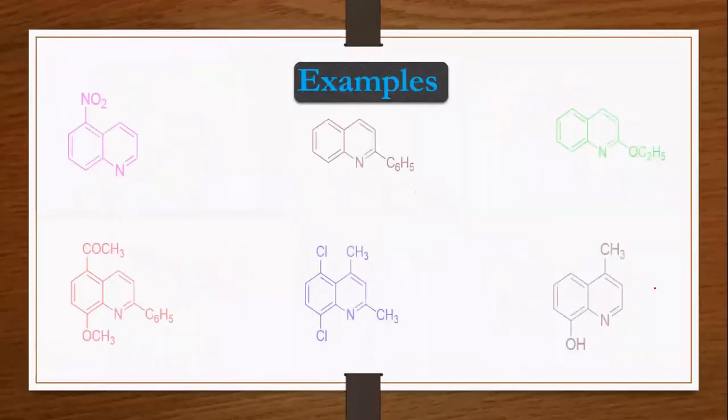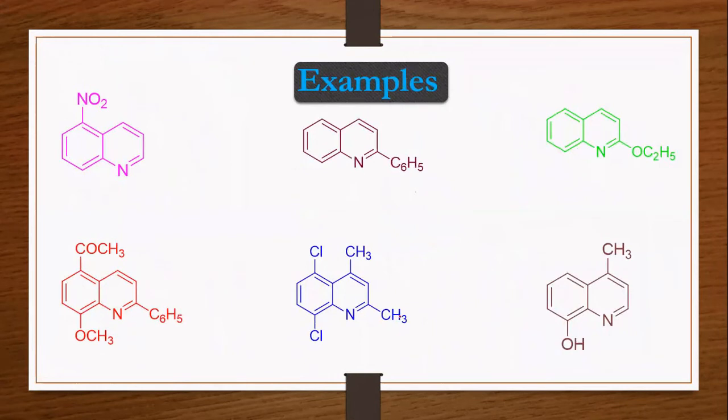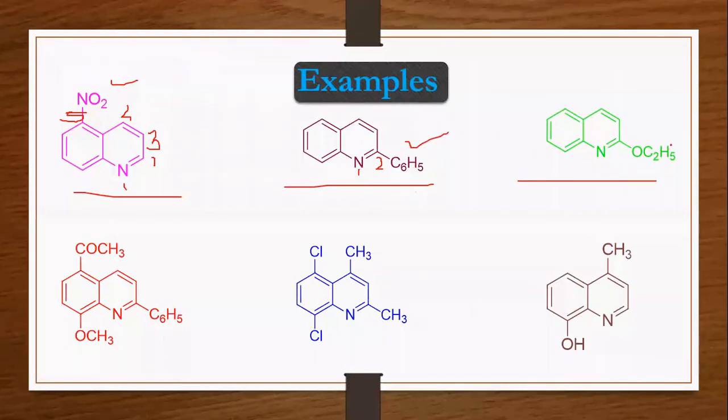Okay. Now we'll see a few more examples. Again, here you have to start numbering 1, 2, 3, 4, and the NO2 group is present at the 5th position. Thus, the IUPAC name of this molecule is 5-nitroquinoline. Here, the IUPAC name is 1, 2, then it is 2-phenylquinoline.